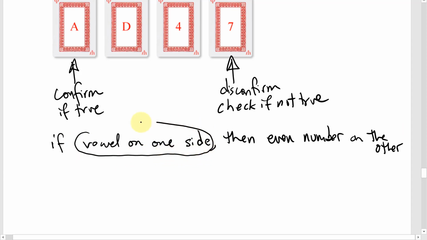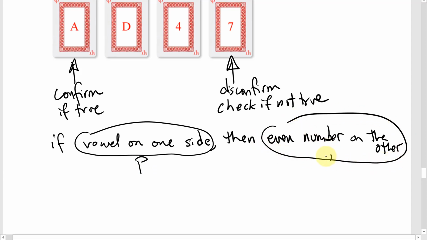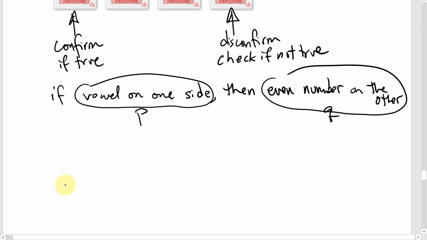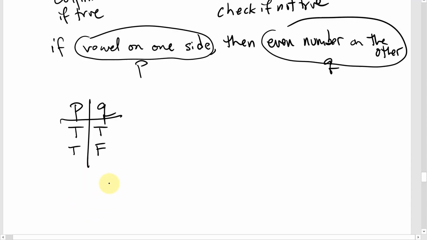So the statement we were given is: if there's a vowel on one side, we'll call that P, then there's an even number on the other side, let's call that Q. Let's look at when a conditional is true and false, because what we're given is a statement that is a conditional. So in the truth table for the conditional, there are 4 cases. Both of these could be true. We could have true and false, false and true, or both of those two could be false.